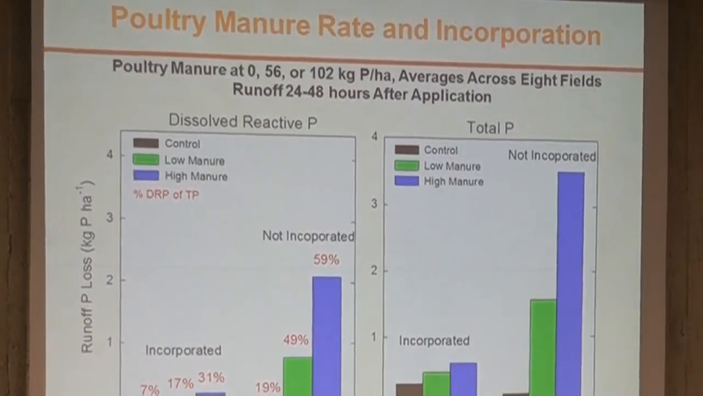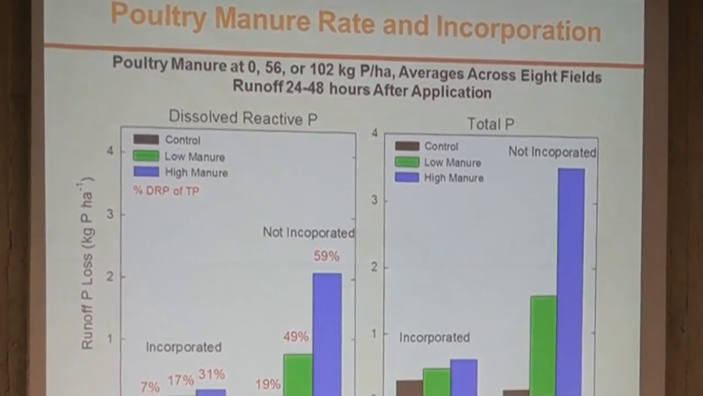This is another great example. Again, we didn't have much money here. This is poultry manure. We have 8 fields where we applied essentially no poultry manure, a low rate, and a high rate. See, the high rate is about what will be needed if we want to supply all the nitrogen to the corn.